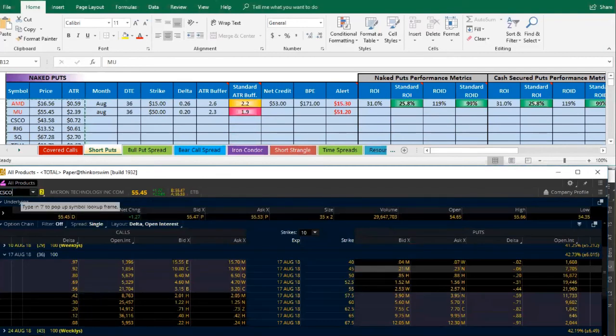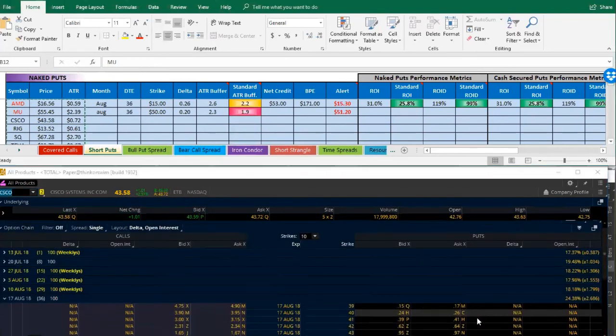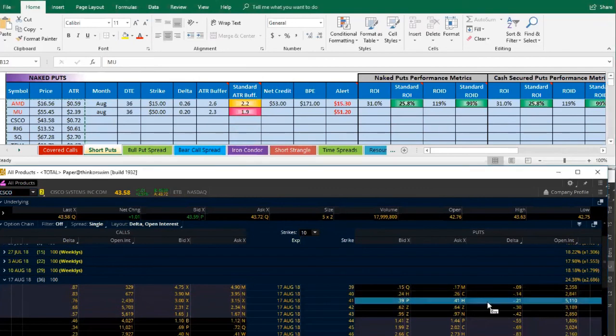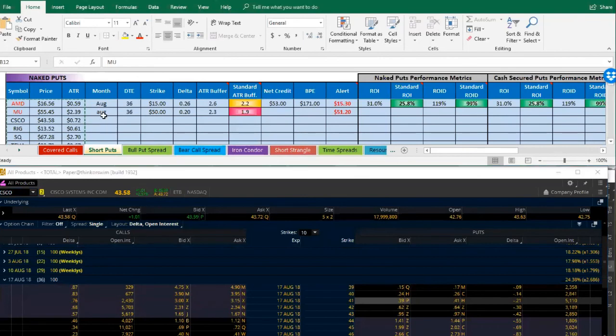Cisco's next. Cisco. Got a 21 delta. Here we are right there. August, 36-day option. Strike price we're going to do is the 41 strike, 0.21 delta. By the way, if you ever just click the line you're going to do, it will highlight it for you. That way you can keep your eyes on it. Net credit of 0.40, 40 bucks.